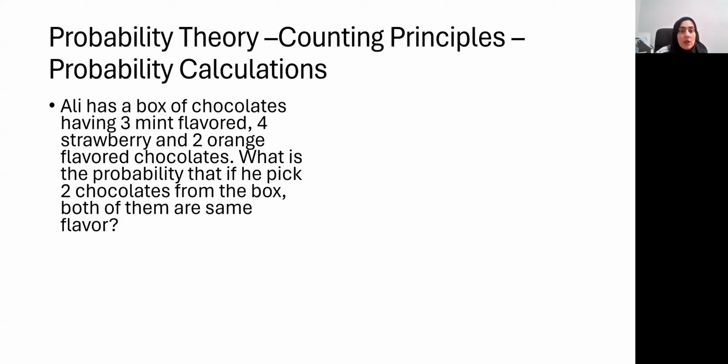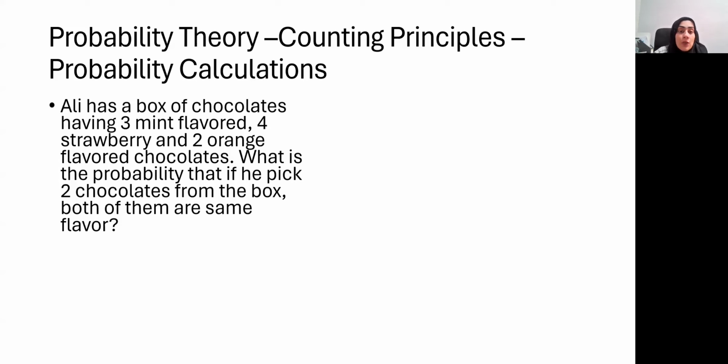So here we are given a scenario that there's a box of chocolates with 3 different flavors, mint, strawberry, and orange, and a different number of items in each of these subgroups. So there are basically 3 subgroups: mint, strawberry, and orange. We have 3 items from the mint subgroup, 4 items from the strawberry subgroup and 2 from the orange subgroup. Now, the sample taken is of size 2. So we choose 2 items from this randomly, which could be any flavor.